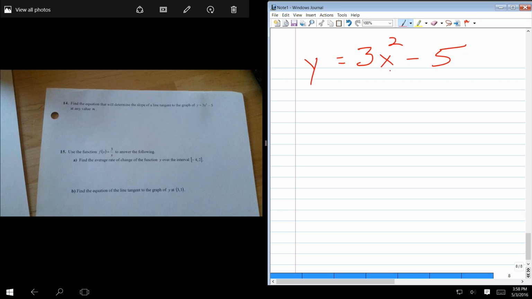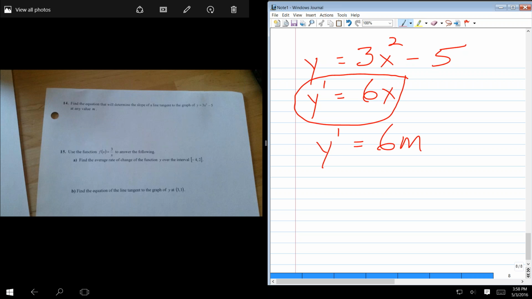First derivative means slope. You can find the first derivative by using the power rule. Take that exponent, multiply it by that, subtract 1 from the exponent. The derivative of any constant is 0. So this is my derivative. And she said, at any value m, so my slope is going to be 6m. Now, we know what slope is if I have a straight line, and they're talking the slope of the line tangent, that's a straight line.